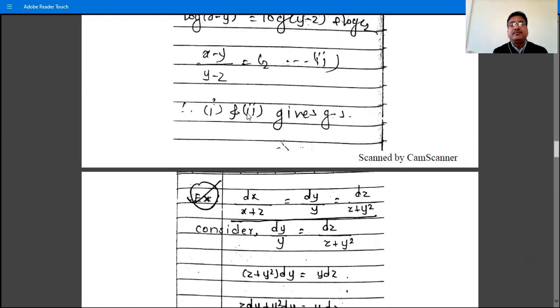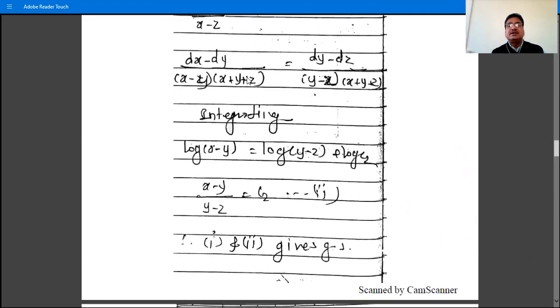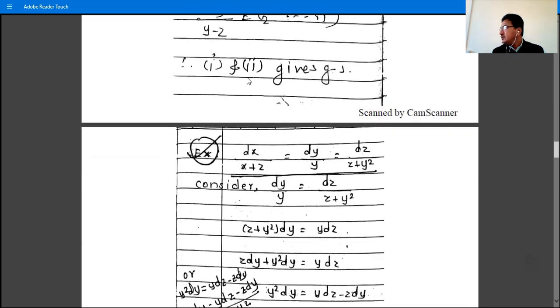Method number 2, it's a sub method. Or method number 3, that is, each ratio is equal to, consider the multipliers 1, 1, 0, or 1, minus 1, 0, and so on. We have this. Then next example, dx divided by x plus z, dy divided by y, and dz divided by the third term.